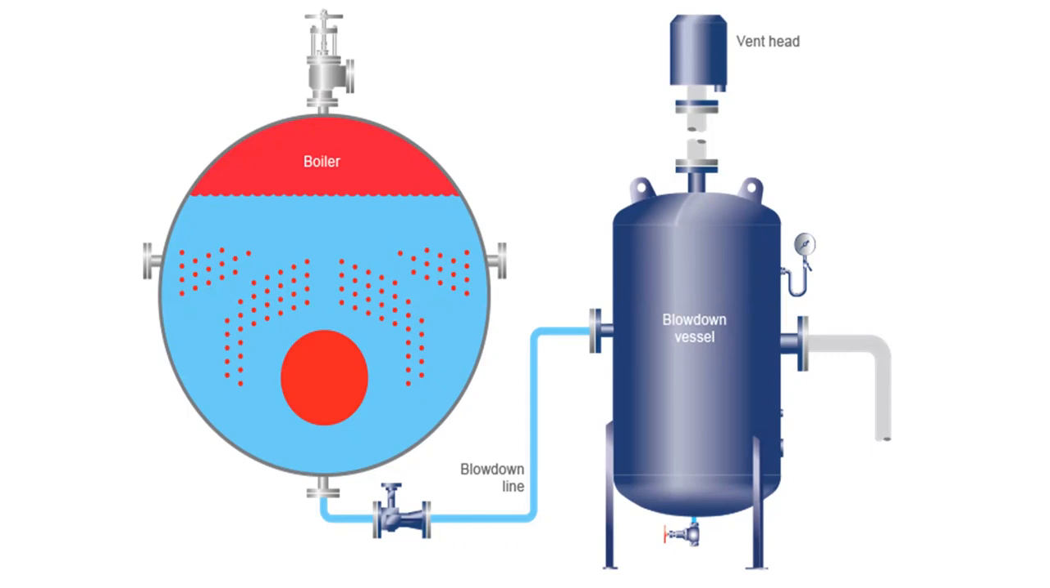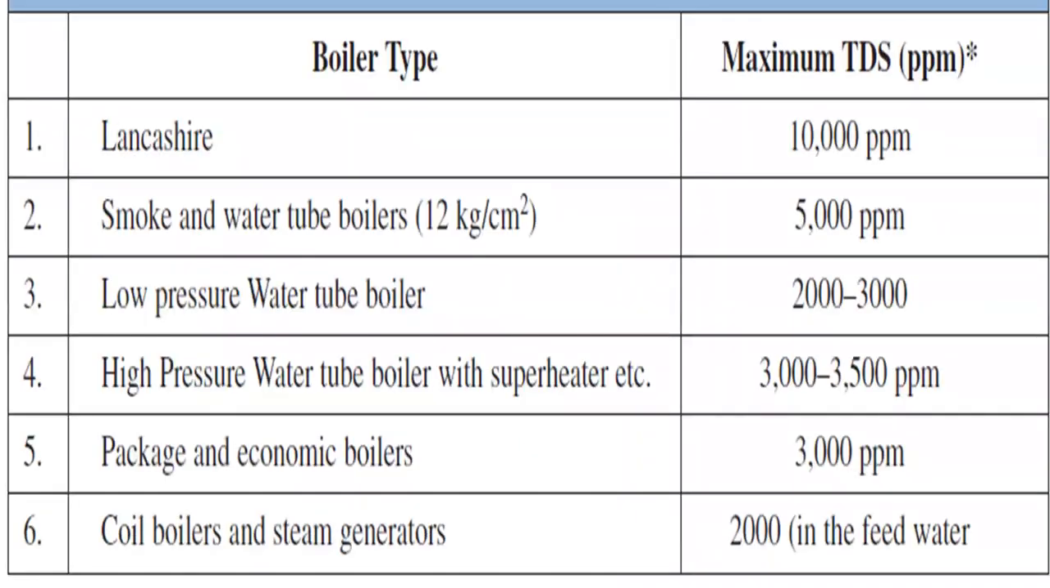Blowdown is necessary to protect the surfaces of the heat exchanger in the boiler. However, blowdown can be a significant source of heat loss if not properly carried out. The maximum amount of total dissolved solids concentration permissible for various types of boilers is given here. Lancashire boilers, maximum TDS permitted is 10,000 ppm. For smoke and water tube boilers of a capacity up to 12 kg force per square centimeter, up to 5,000 ppm of maximum TDS is permitted.